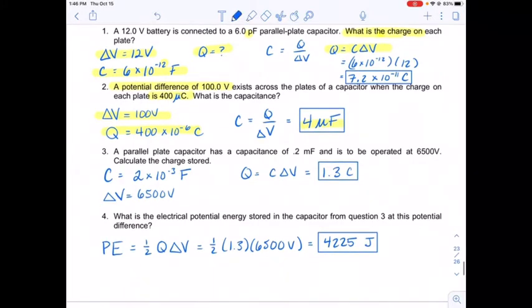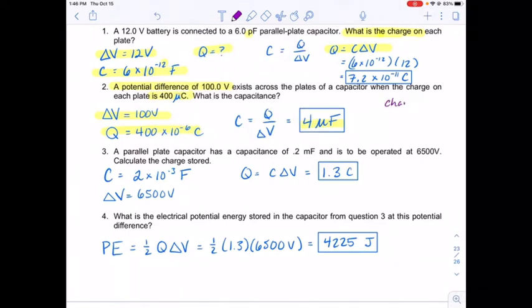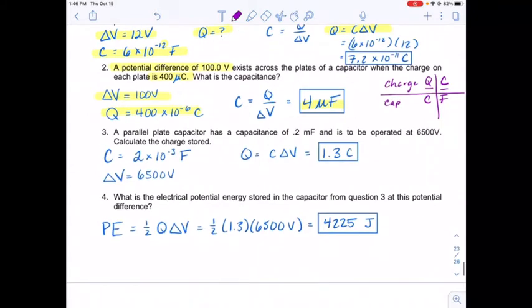Just a little side note, beware that charge has a symbol of Q and it's measured in coulombs. Capacitance has a symbol C and it's measured in farads. That can be a little confusing because charge and capacitance both start with C, but the symbol for charge is Q and the unit is C.